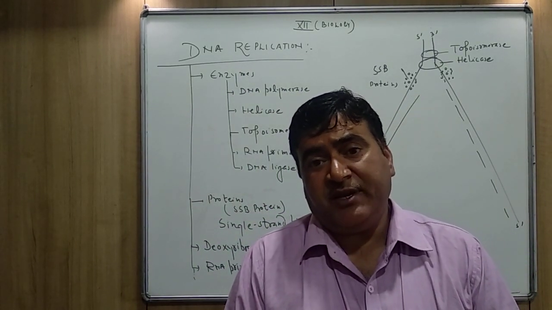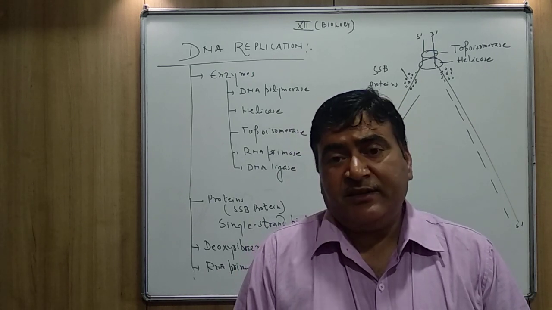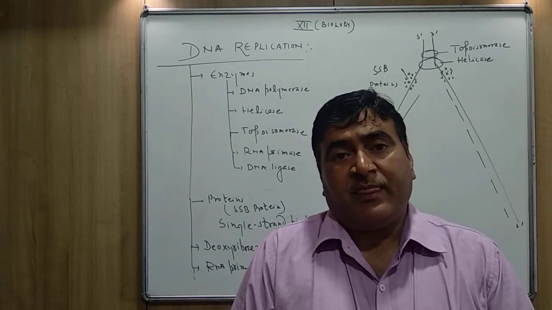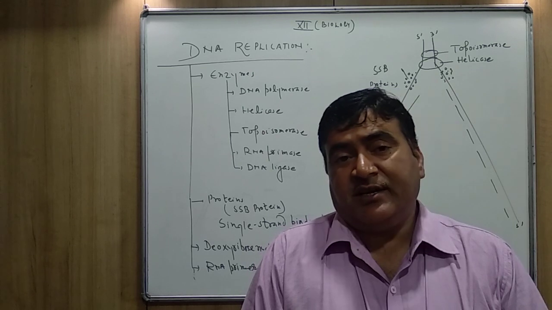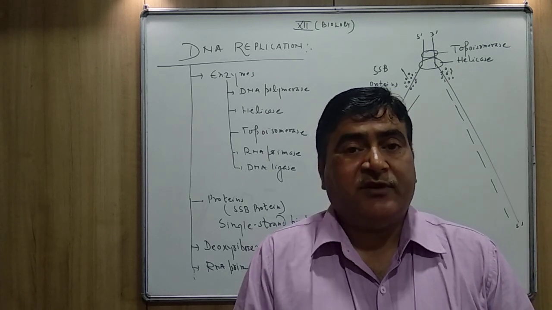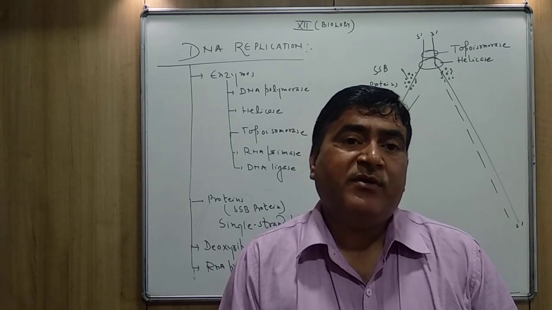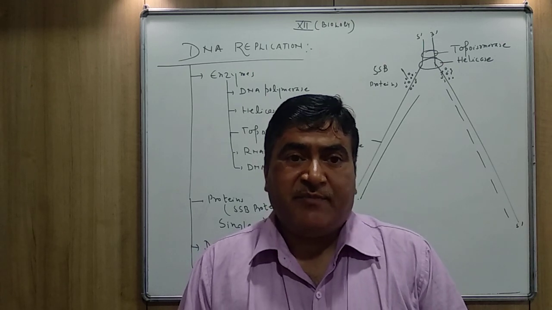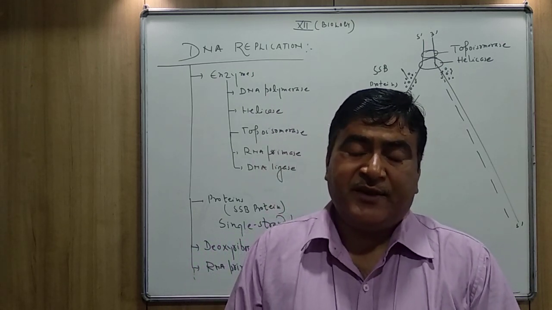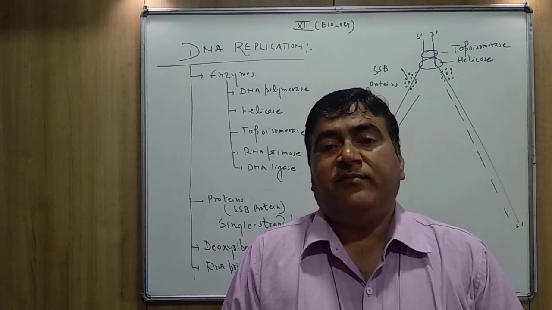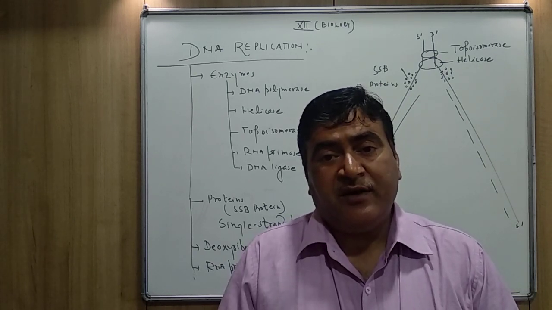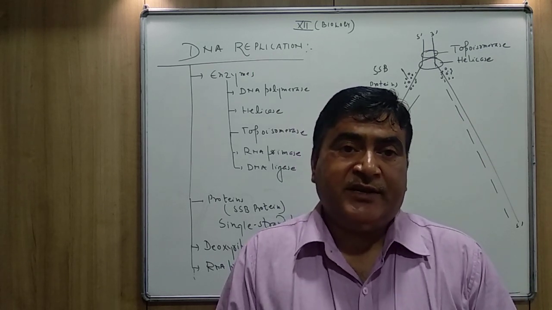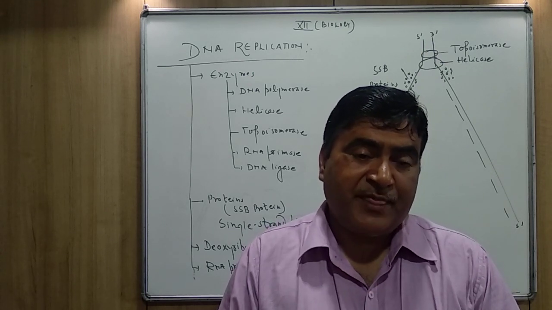Different types of DNA polymerase enzymes are present in the prokaryotic cell, but all these types are not included in the NCERT book. You just have to focus on what the DNA polymerase enzyme is. The DNA polymerase enzyme is a DNA dependent DNA polymerase enzyme, and this enzyme is required for the process of DNA polymerization, or you can say for the addition of nucleotides according to the template.